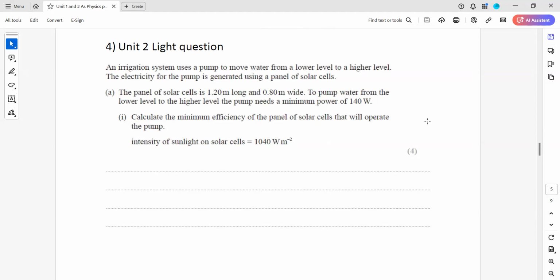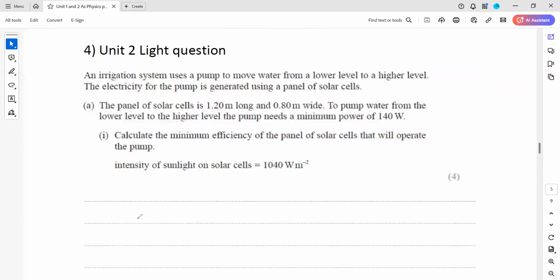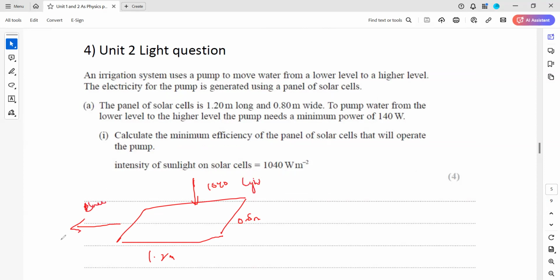The intensity of the light is 1040 watt per meter square. So there is an input power: the intensity is 1040, on what area? This is 1.2 meter and 0.8 meter. And that produces electricity, because the input energy is light energy and the output is electrical energy, and that electrical energy is used to operate a pump, and that pump is lifting the water for irrigation from the well.